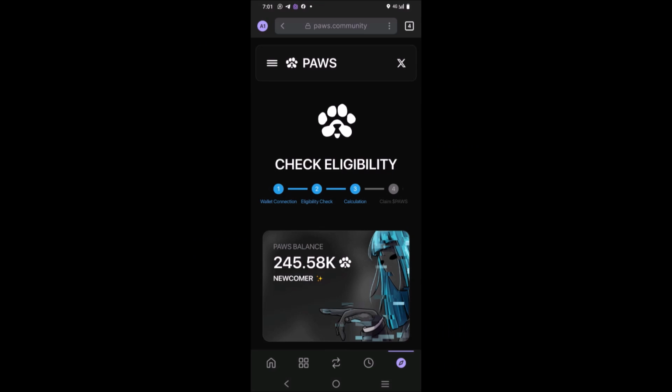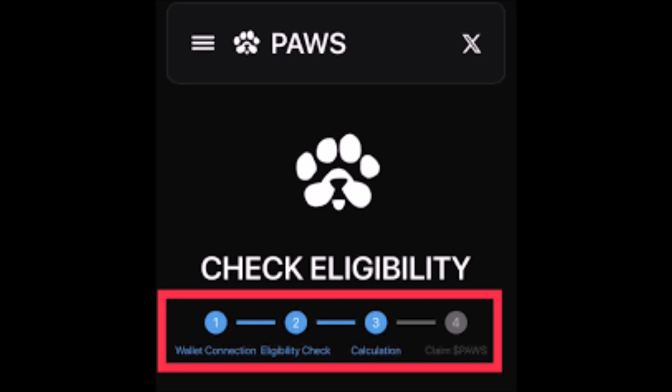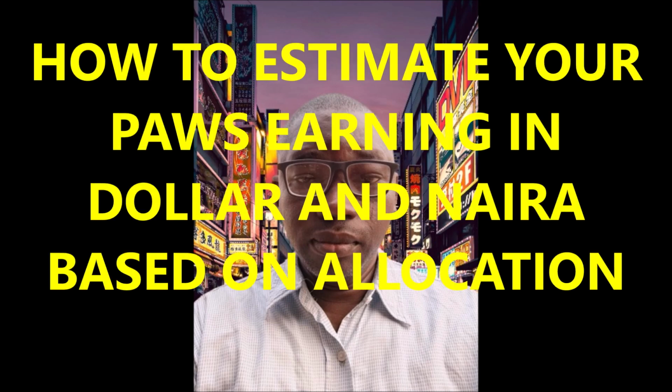price is $1. If 4,000 is your allocation and the listing price is $1, that means you are going to get, in dollar value, $4,000, and in naira value, that's going to give you 6.4 million naira, and that means it cooked very well. Now, if your allocation is still 4,000 and $0.1 is the listing price, that means that is going to give you $400, which is equivalent to 640,000 naira, and it cooked very well also.